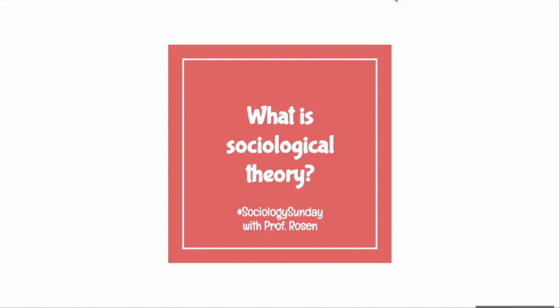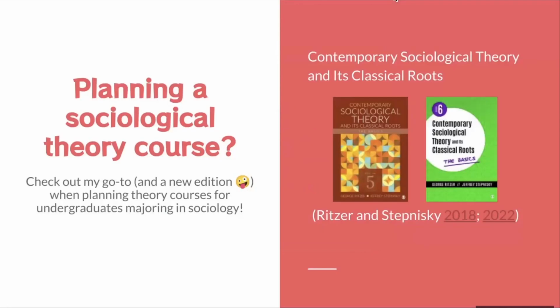It's Sociology Sunday. Today we're going to be talking about the basics of sociological theory. I happen to be planning a sociology course for undergraduates. Most of what I'm talking about today is based off of the book that I tend to use for my development of sociological theory course. It's an upper level course for undergraduates majoring in sociology. So I like to use Contemporary Sociological Theory and Its Classical Roots: The Basics by Ritzer and Stepnitzky. Here I've used the 5th edition, but the 6th edition is also available.